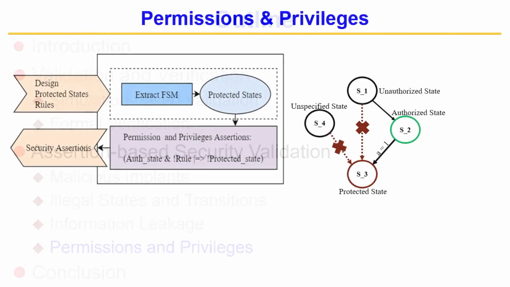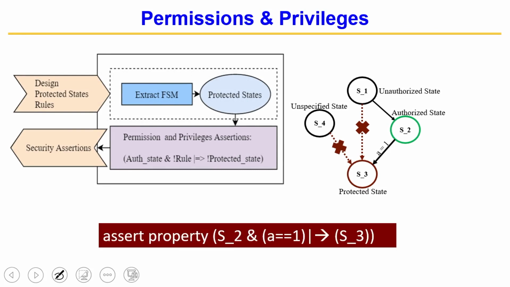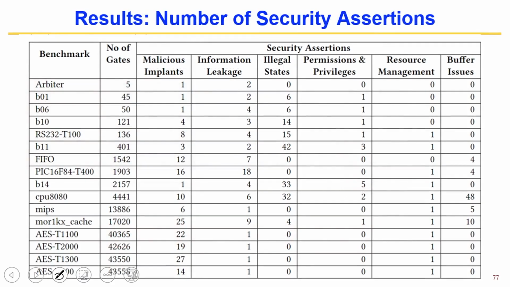Permissions and privileges is actually similar, so I am going to skip it. I have used the same finite state machine. We are basically saying it is not that S2 cannot go to S3, it is that it also has to be a super user or whatever it is. Some of the properties look similar, but this property asks whether you are authorized to go to that state, not that you must not go to that state.